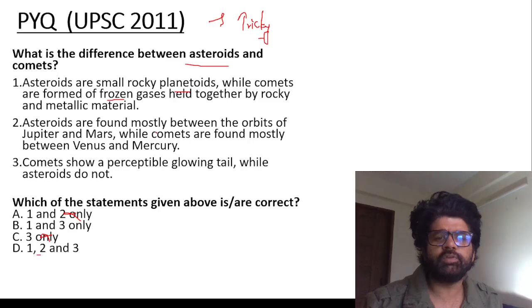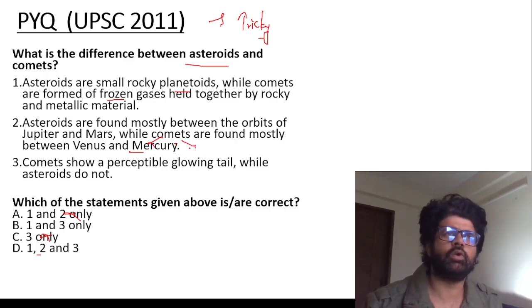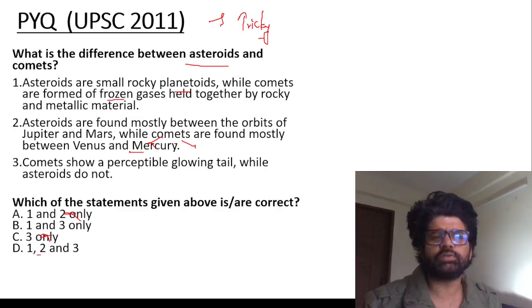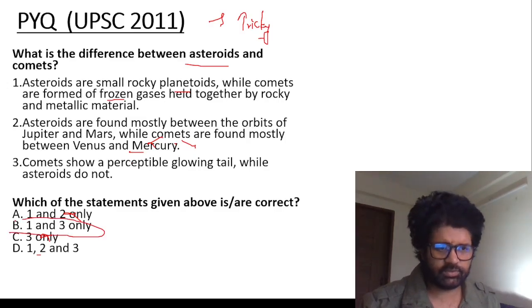Asteroids are found mostly between the orbits of Jupiter and Mars. Comets are found mostly, no, not Venus and Mercury, in the Kuiper belt around Neptune, and some comets are coming even from interstellar space. So second is wrong. If second is wrong, your answer is B, 1 and 3 only.